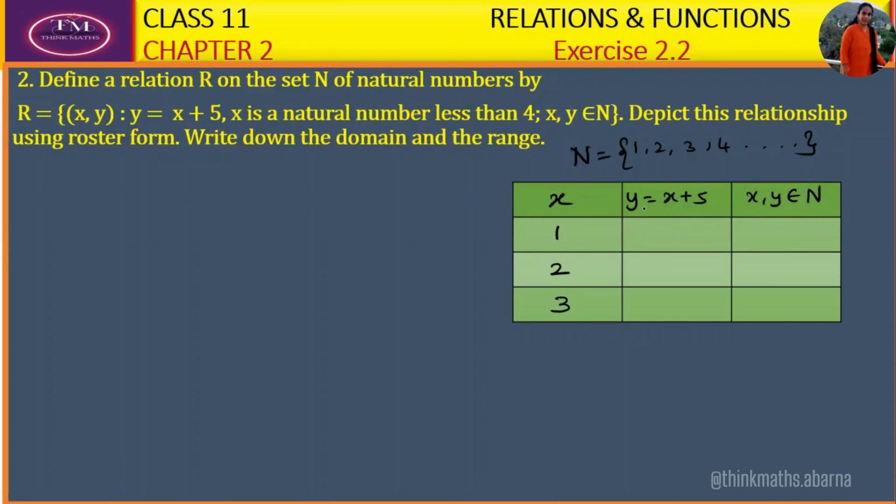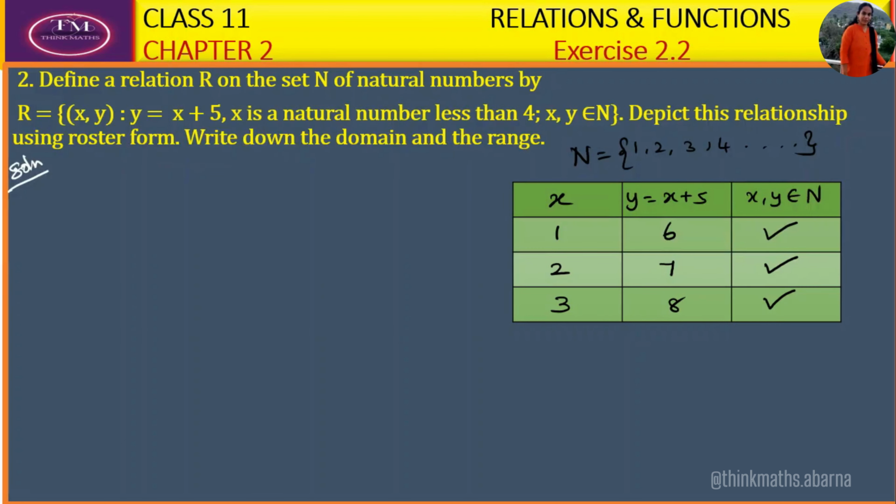Now, what is y? y is x plus 5. When x is 1, y is 1 plus 5, 6. When x is equal to 2, y is equal to 2 plus 5, 7. When x is equal to 3, y is equal to 3 plus 5, 8. So here x belongs to the natural numbers and y also belongs to the natural numbers. 2 belongs to the natural numbers, 7 belongs to the natural numbers. 3 belongs to the natural numbers, and 8 also belongs to the natural number system. So now let us write the relation in roster form.